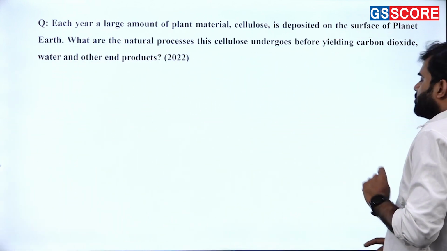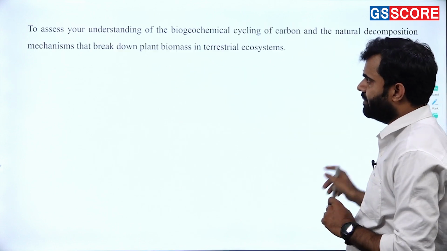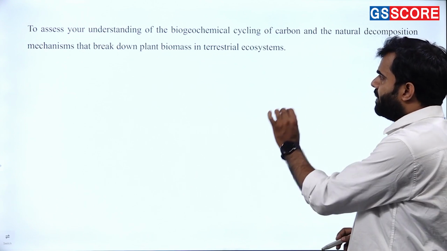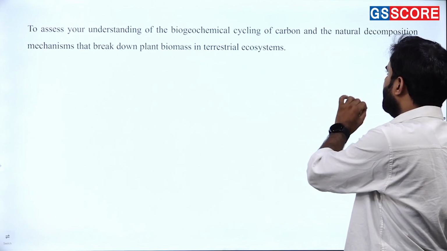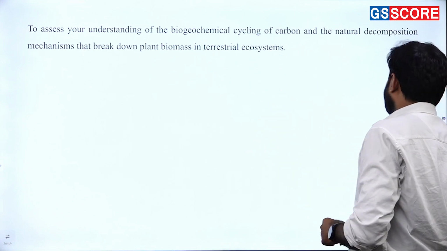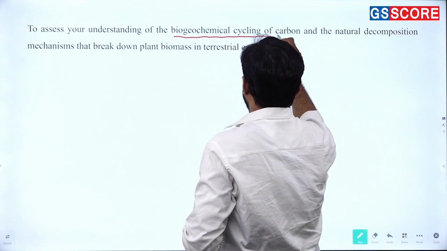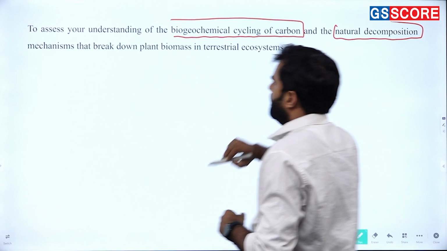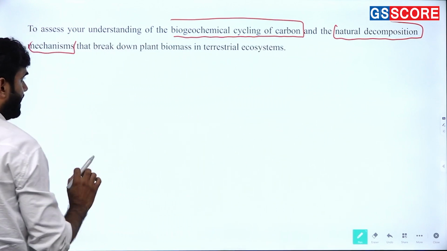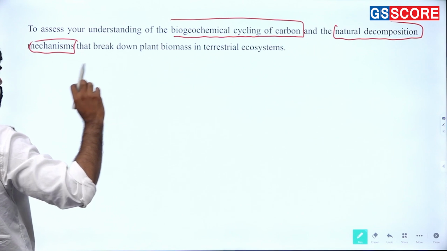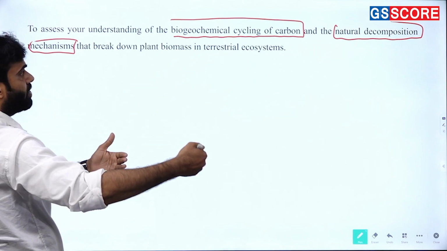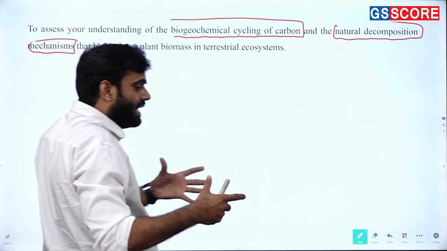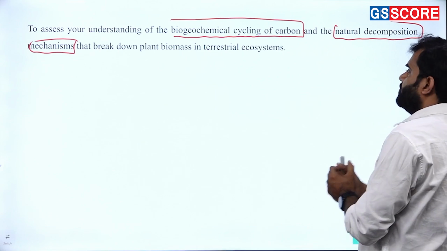Now let's understand the concept behind the question. Here, what is the examiner trying to do? Basically to assess your understanding of the biogeochemical cycling of carbon and the natural decomposition mechanism. Biogeochemical cycling of carbon is point number one. Next, the natural decomposition mechanism. Okay, this is important. This is the essence, the holistic view of the question.